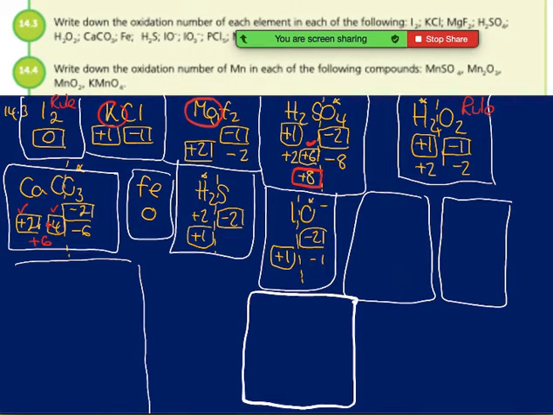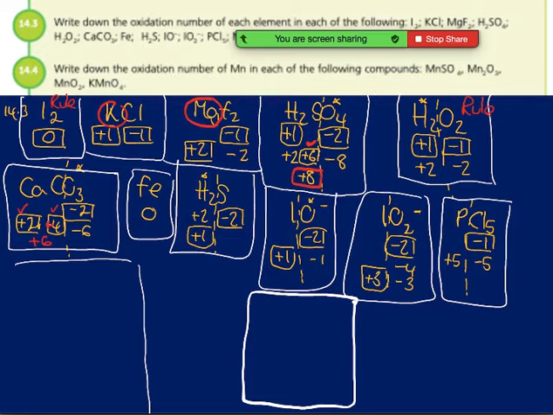For your IO-, you go in through your iodine or through your oxygen. So -2, it must be -1 to have a 1 negative charge left over, which makes the iodine +1. IO2-, again -2, I have 2 of them, is -4. To have 1 negative left over, -3, it makes the iodine in this case +3.